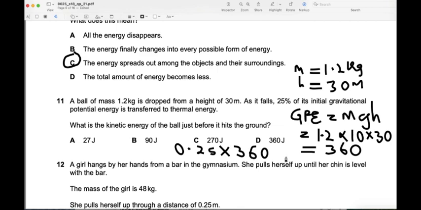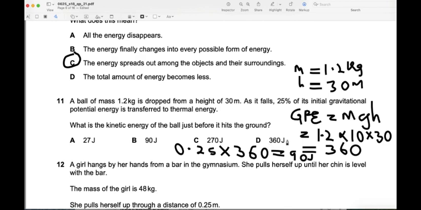Okay, so what do we get? 90. So here we get 90 for the thermal energy. The thermal energy is 90. This is energy that is lost, the one that is lost to heat. The one that is lost to heat is 90 joules. But this is not your answer.